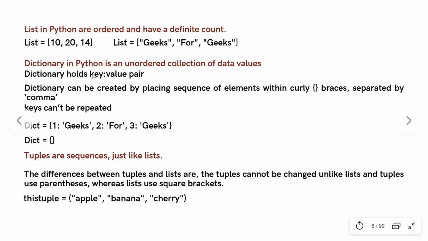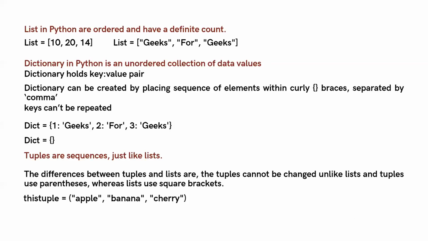And similarly, dictionary. Now dictionary is an unordered collection of data values. Lists are ordered. They have a definite count. They are not indefinite. For example, if three values are there, I cannot extend it indefinitely. I have to end it somewhere. Okay, 10, 20, 14. So I want my list to contain these three values. So ordered and definite. Dictionary is unordered.